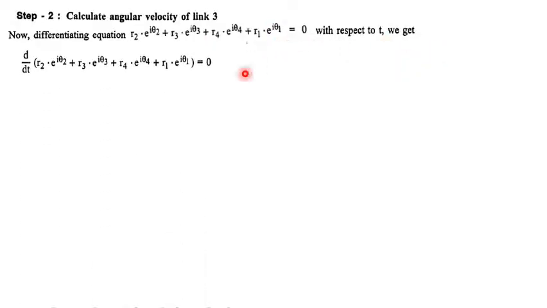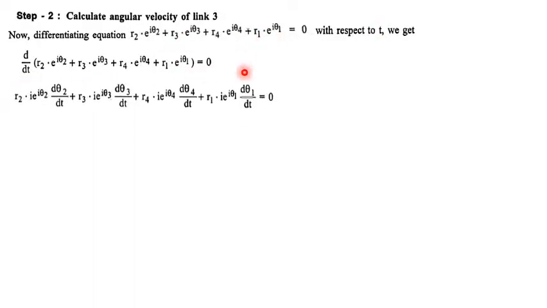Okay, the next step is to calculate the angular velocity of link 3. That is nothing but omega 3 that we have to calculate. So now we have to differentiate the loop closure equation with respect to time in order to find the angular velocity of link 3. We know that velocity is nothing but the rate of change of displacement. Therefore we have to differentiate the loop closure equation with respect to time. So the differentiation of this equation with respect to time is equal to 0.